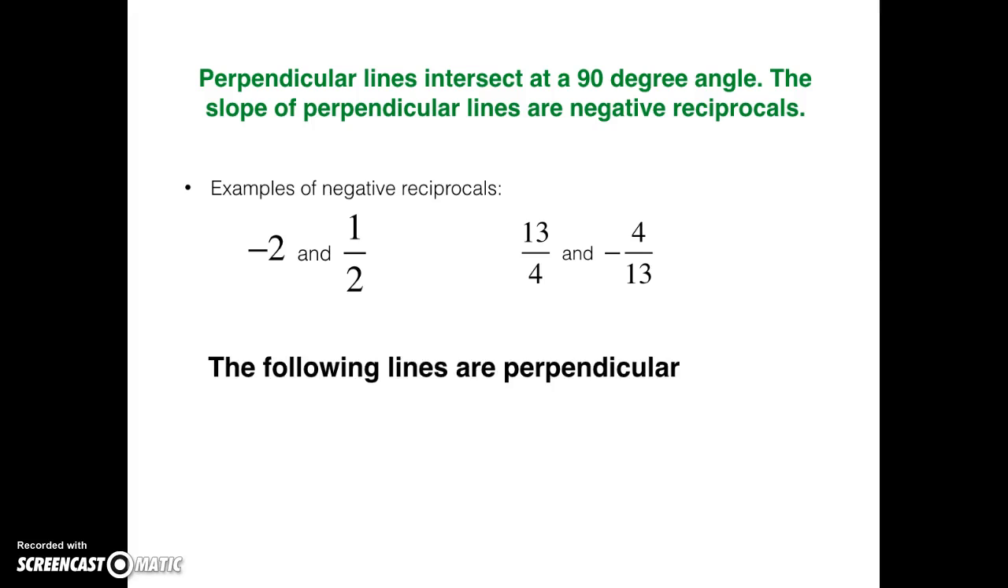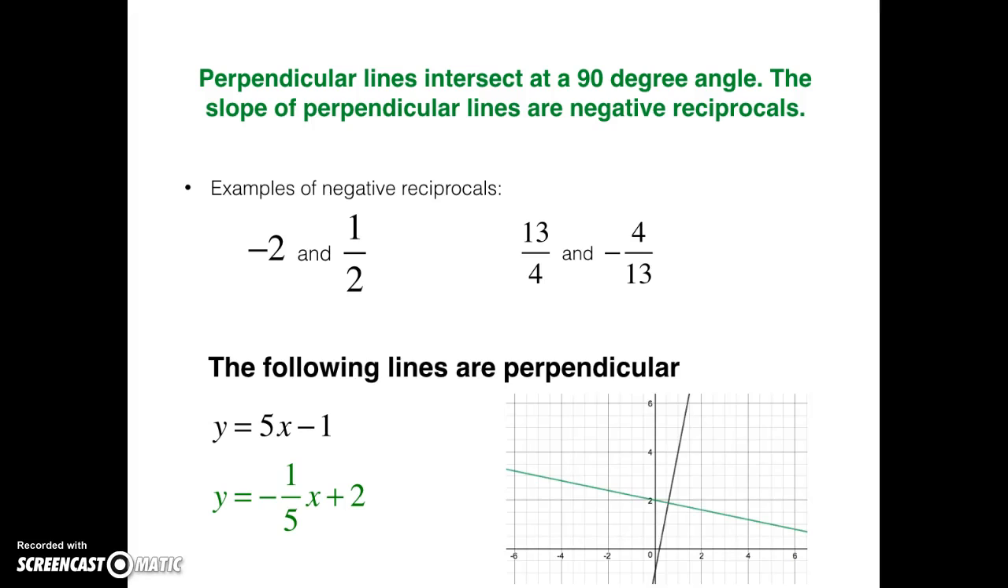Here are some examples of perpendicular lines. y equals 5x minus 1, and y equals negative 1/5 x plus 2. So the slopes, one's positive, one's negative, and they're reciprocals of each other. 5 is the reciprocal of 1/5, and when you graph them, they intersect at a 90-degree angle.